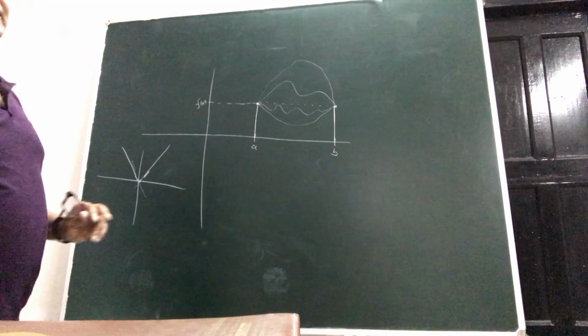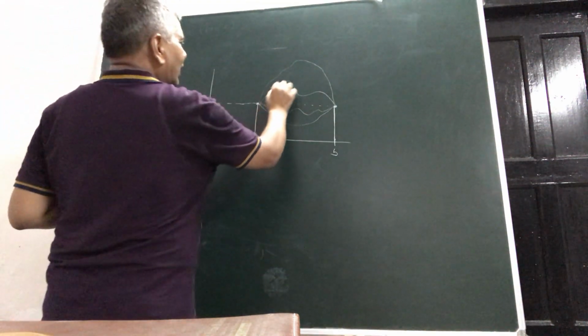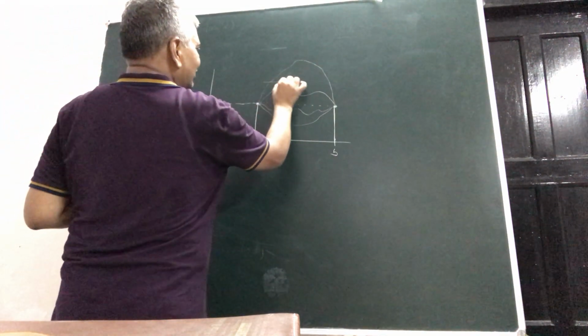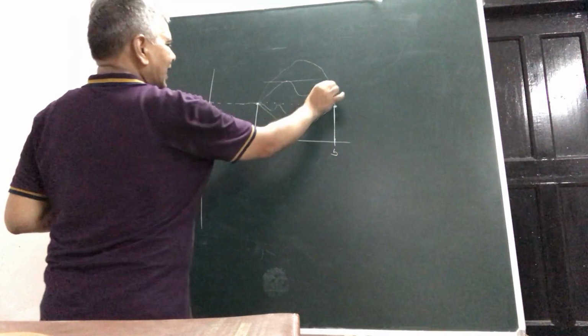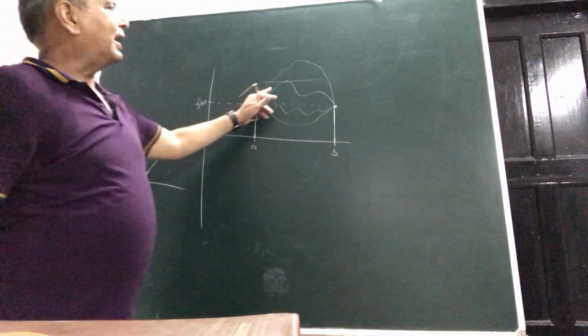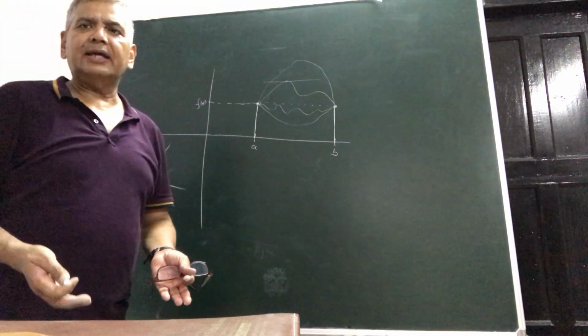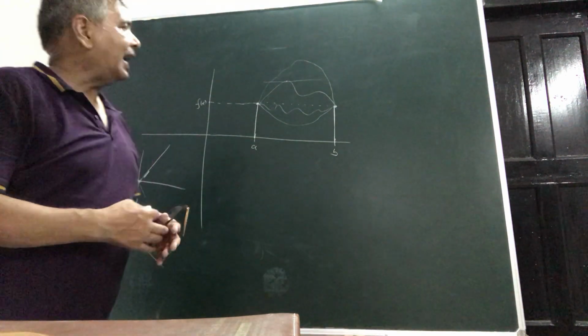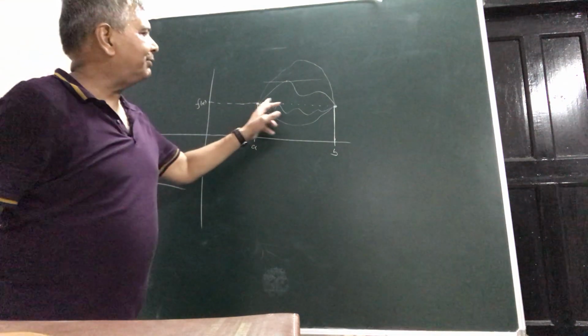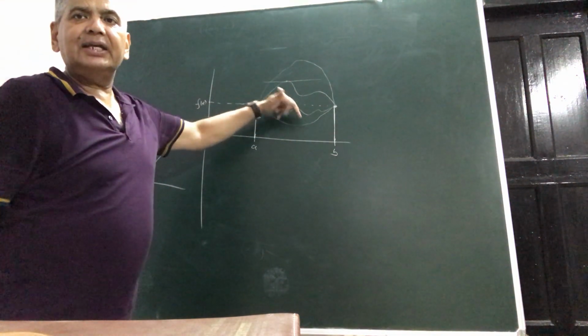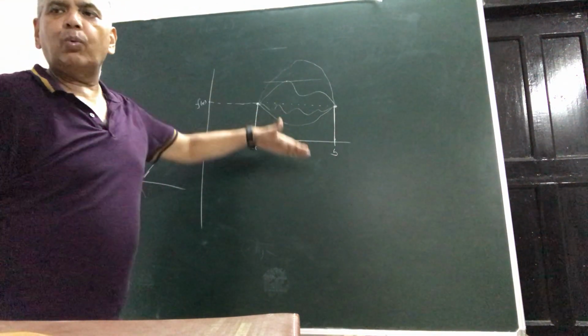So the point is that at one point the tangent will be parallel to the x-axis. Derivative is 0 at some point c. F dash c is 0 means at least one point you will certainly get between a and b, where the tangent will be parallel to the x-axis.